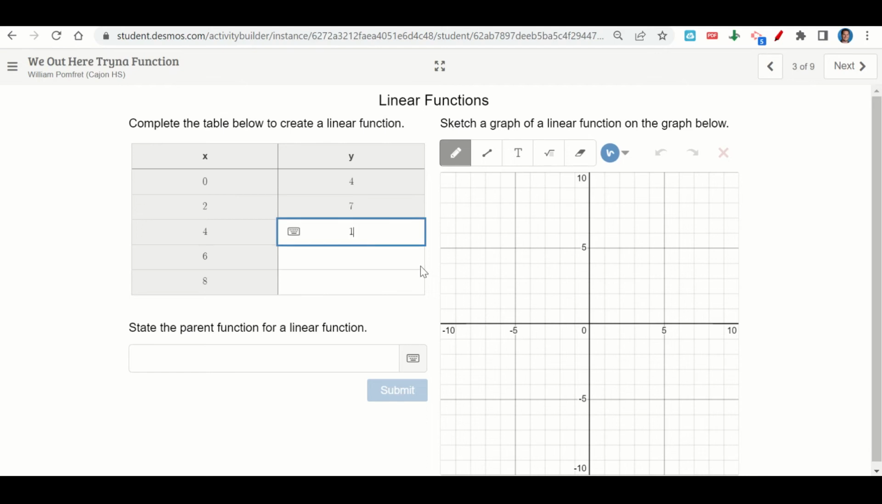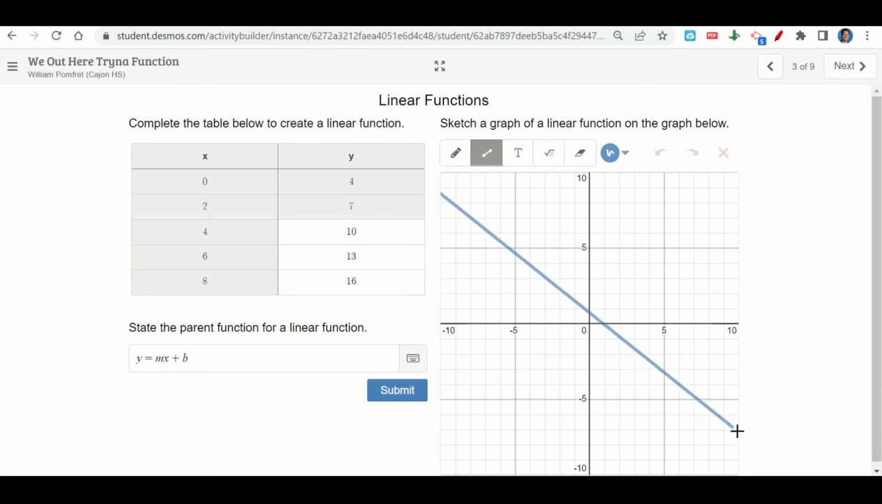So 7 plus 3 is 10. 10 plus 3 is 13. 13 plus 3 is 16. So there's my table. Now for the parent function, I'm going to write what the parent function for a linear function is, which is y equals mx plus b. And then I'm going to graph one. So I'm just going to use the line tool here, and I'm going to click somewhere on here and extend it out. And there is my linear function. So we'll do that for linear.